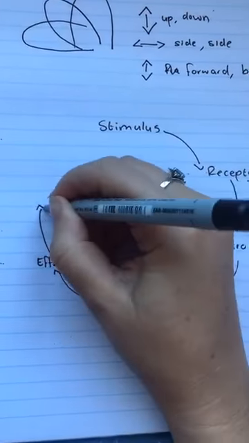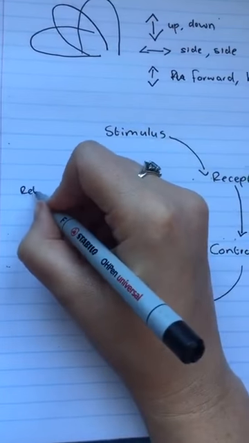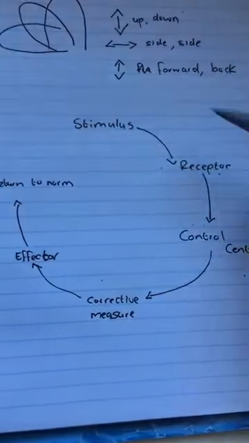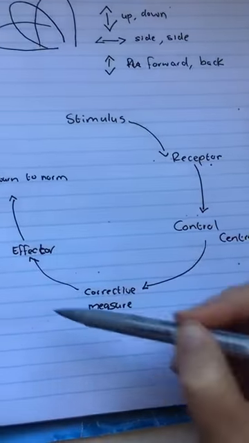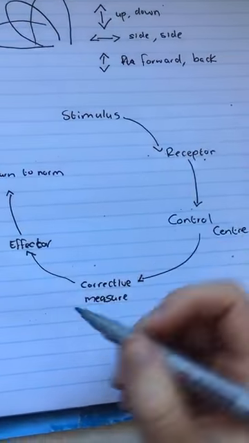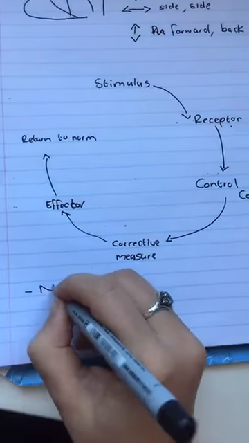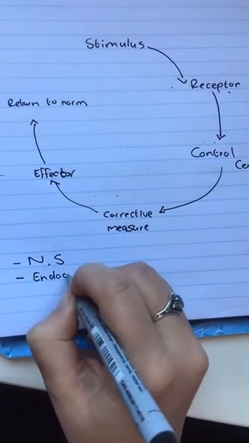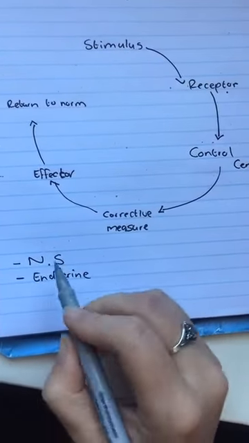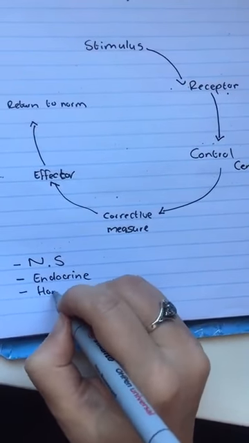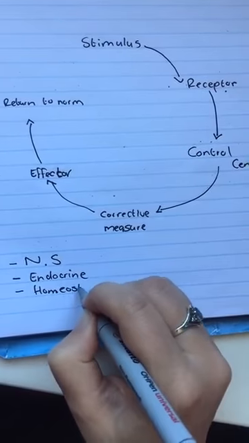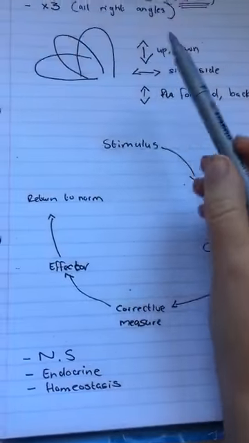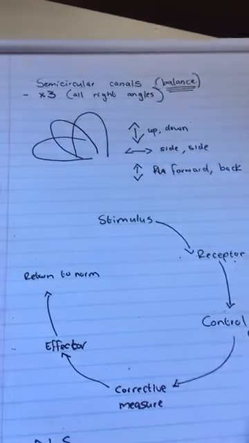And then we sort of return to the norm. So this is how you structure your answer whenever you are going to apply it to the nervous system, to an endocrine answer, and also to any homeostasis. Okay, so how do I apply this to someone who wants to maintain their balance?